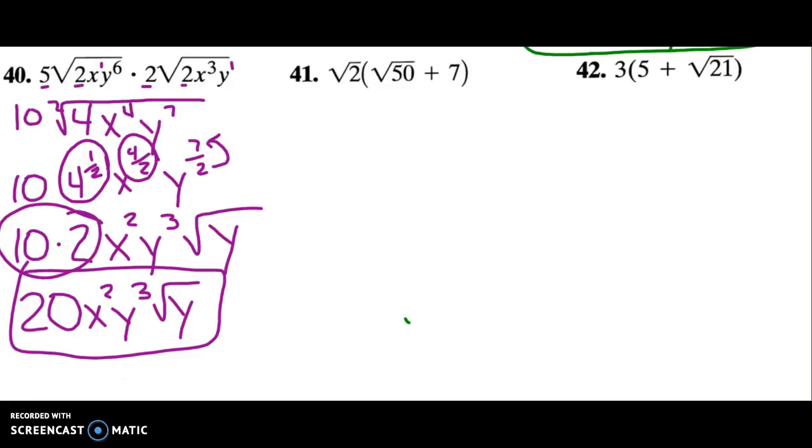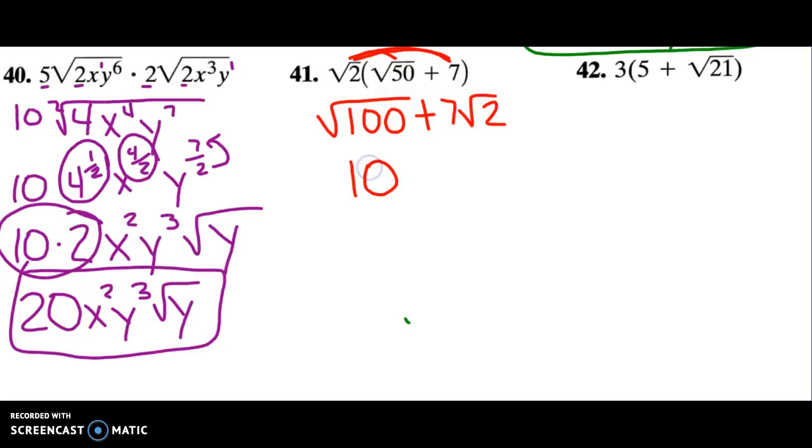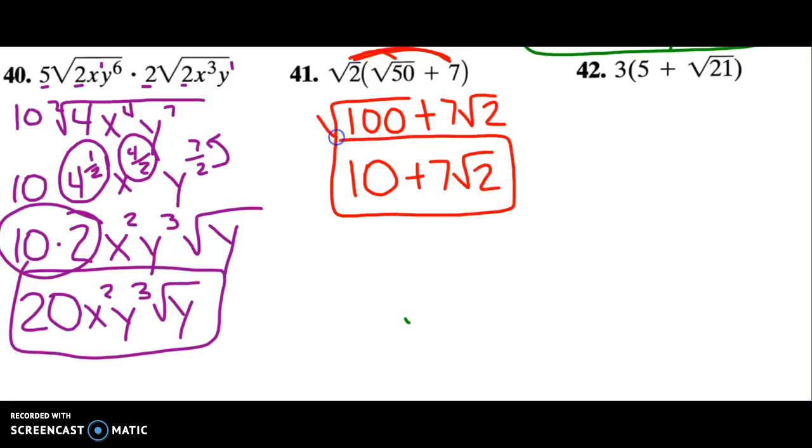Let's do the next one. So this is a little different. This goes with what we've been doing in the video before. You've got square root of 2 times the square root of 50. I'm going to distribute this, and I get the square root of 100. And then when I distribute the second part, square root of 2 times 7 is just 7 square root of 2. All right, now I'm going to evaluate. Well, look, square root of 100 is a perfect square. That's 10. And there's nothing I can do with the other part, so I'm just going to leave it. And there's your answer. Write your rational number first and then your irrational number second. So your square roots always go second.